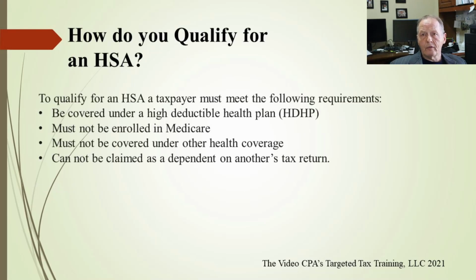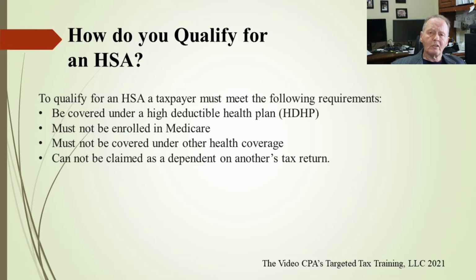How do you qualify for this? The number one way to qualify is you have to have what's called a high deductible health plan, and we'll talk about that in just a few minutes. You can't be enrolled in Medicare. If you're enrolled in Medicare, you don't qualify to have an HSA. You must not be covered under other health insurance or other health coverage. So you've got this high deductible plan, and you can't go out and get another plan that reduces your deductible or anything like that.